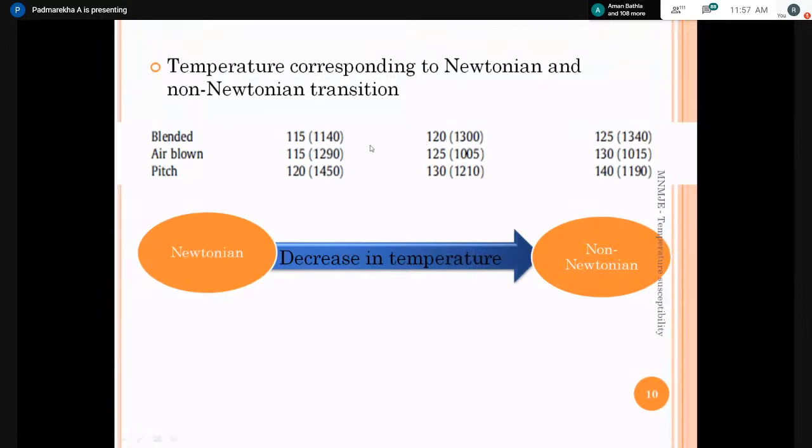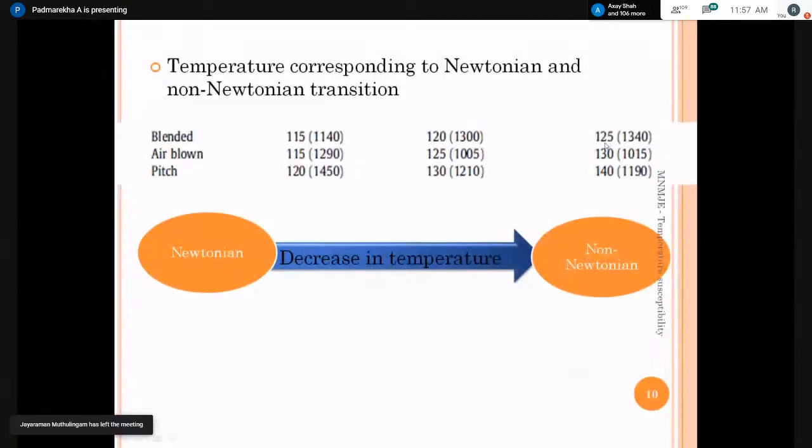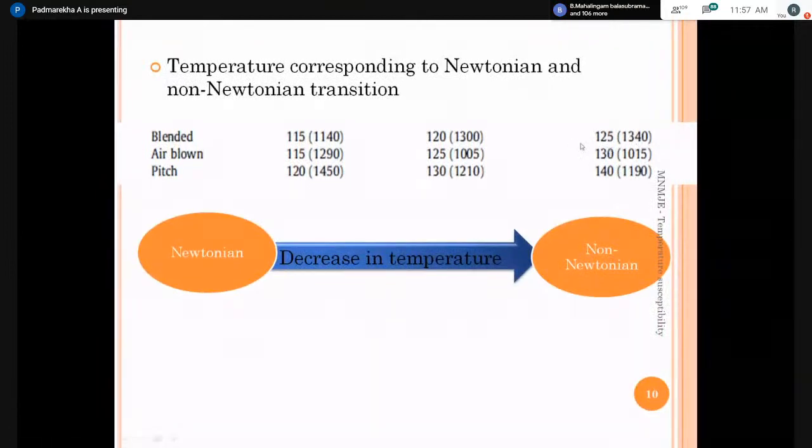So if you take 120 degrees Celsius here in an unaged condition, it may be a Newtonian response. Here, at 120 degrees Celsius, it may be a non-Newtonian response. So as the material ages, this transition behavior varies. Now, this is for the long-term age. What is happening to the bitumen after maybe 5 to 6 years of use in the field? Again, you can see the transition is still happening at a higher temperature. So this is the transition happening in a bitumen at different aging conditions.